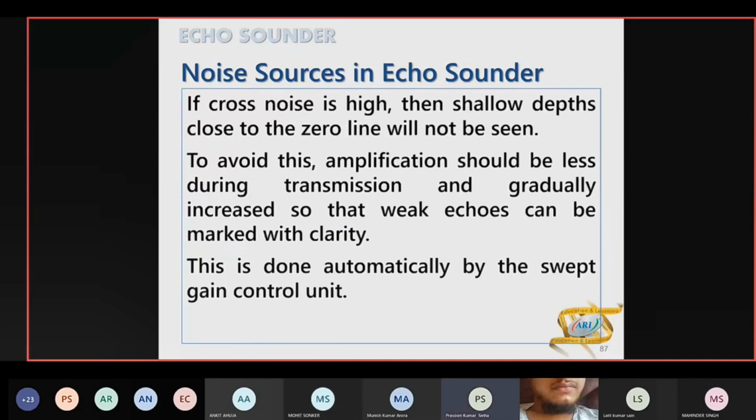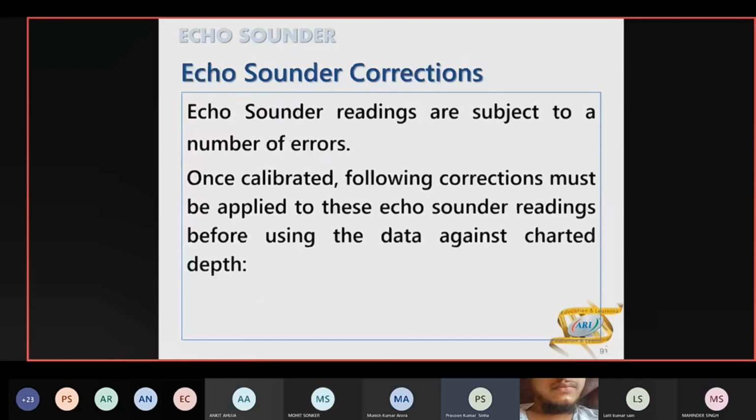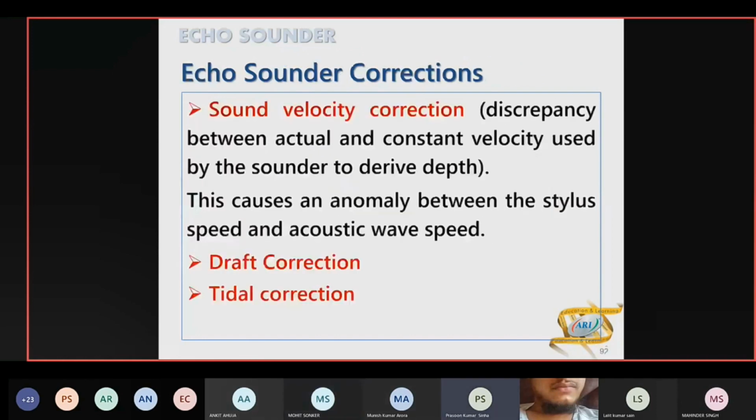I suppose no. तो क्रॉस नॉइज एरेशन वगैरह तो हमने पढ़ा था. Yes. We also talked about this. What are the corrections to be applied on the echo sounder reading before we compare it with the charted depth?